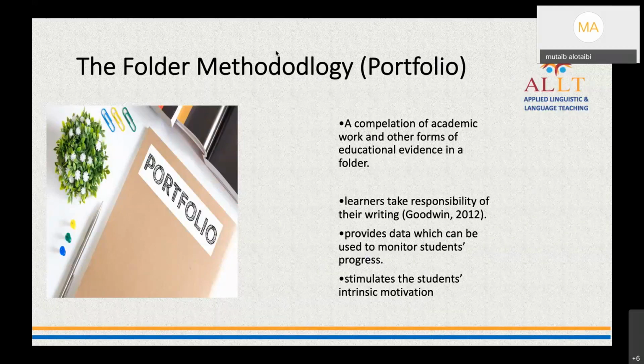The primary goal of this folder methodology is to help stimulate the students' intrinsic motivation by allowing them to track and take responsibility for their own progress, which could be achieved by increasing students' autonomy, goal setting, and reinforcement. According to Godwin in 2012, the learner's reaction and development is used to identify the effectiveness of the folder methodology, illustrated as a way of improving English as a second or foreign language writing.